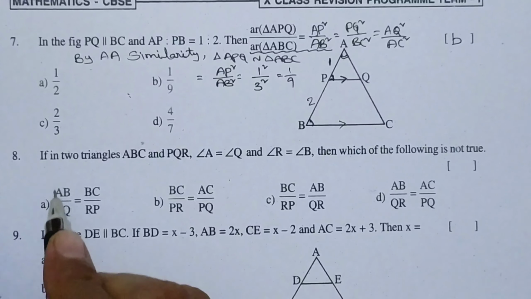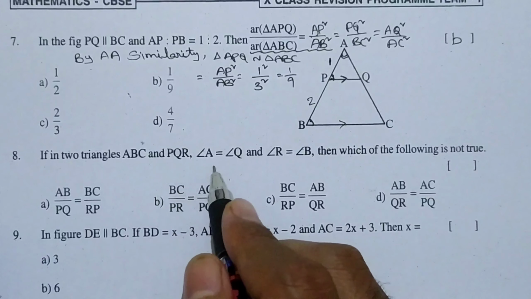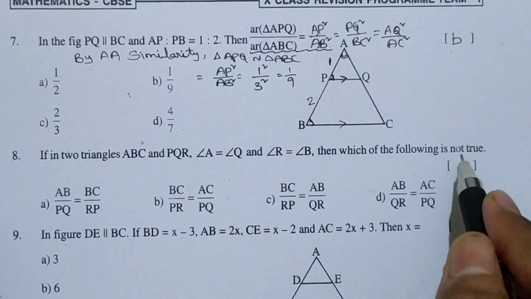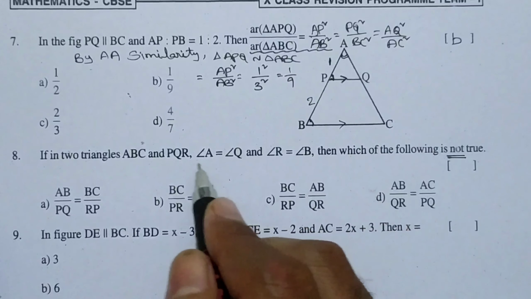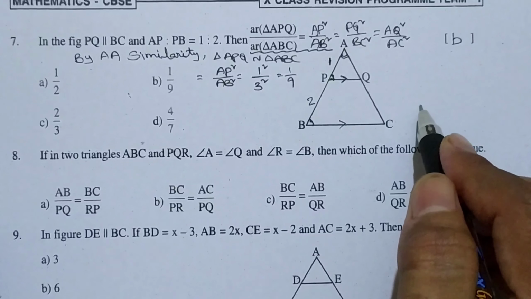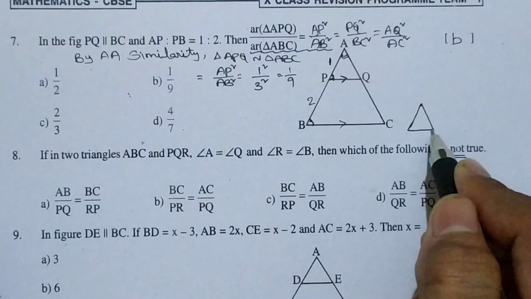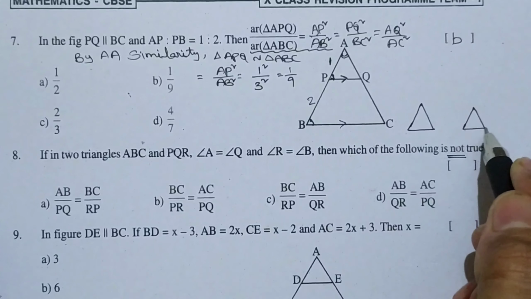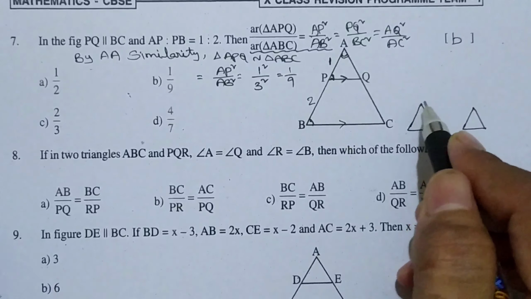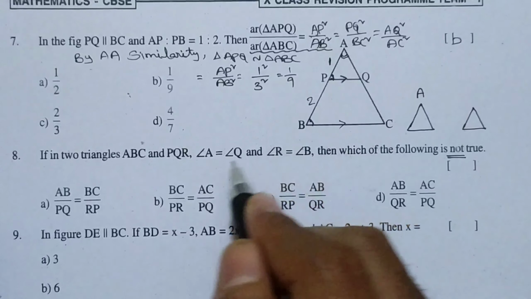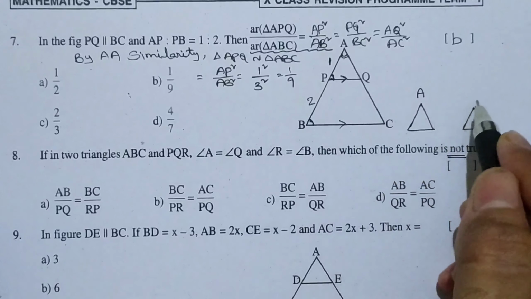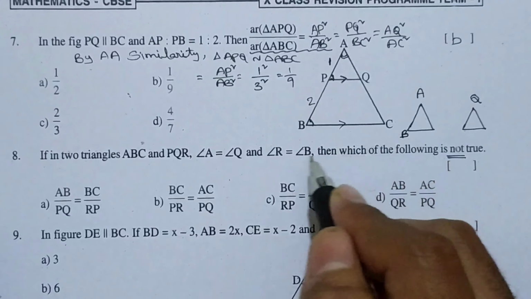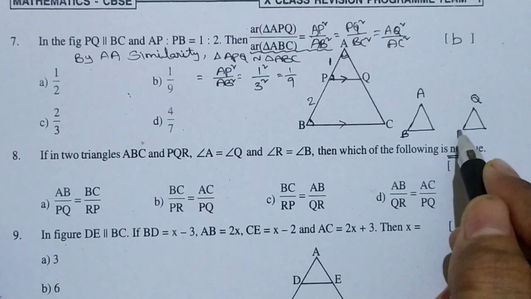Now we see question number 8. If in two triangles ABC and PQR, angle A equals angle Q, angle R equals angle B, then which of the following is not true? Not true. So according to this, let us draw two triangles. One is ABC, another one is PQR. So here if I write A, for A, Q is the corresponding angle, so Q will come. If I write B, for B, R is the corresponding angle, so R will come.